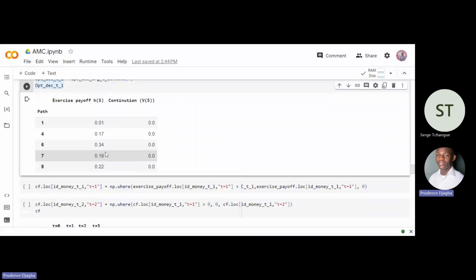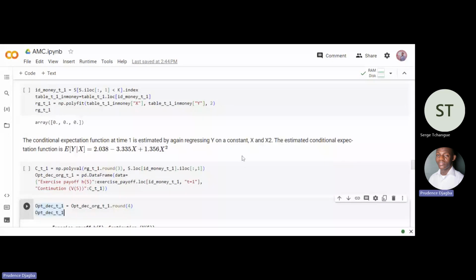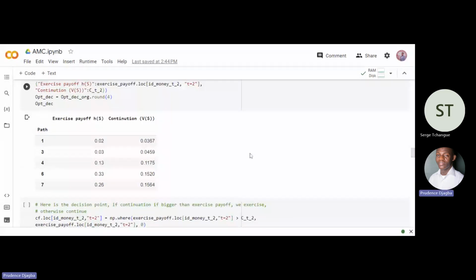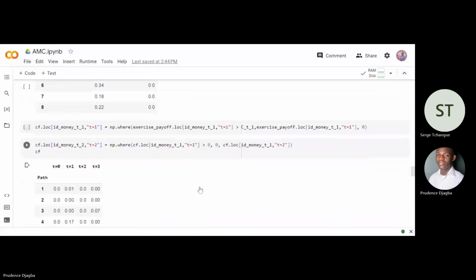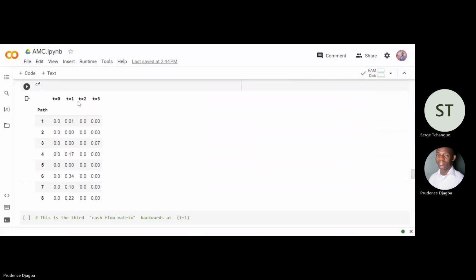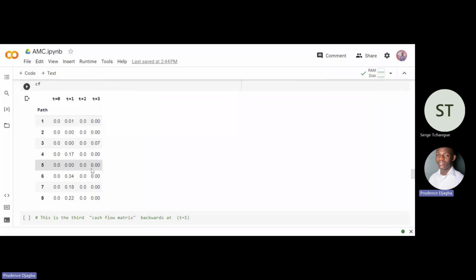Yes, so when I check, I noticed that it is only 4, 6, 7, and 8 that obey exactly this expression, this inequality. So this allows me to generate the third cash flow matrices, and those values are what is given at time t and paths 4, 6, 7, and 8.